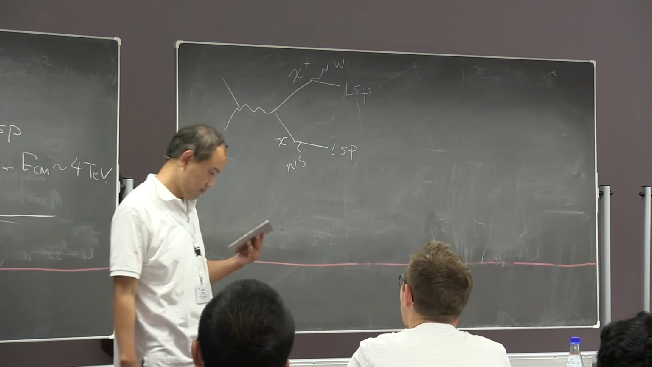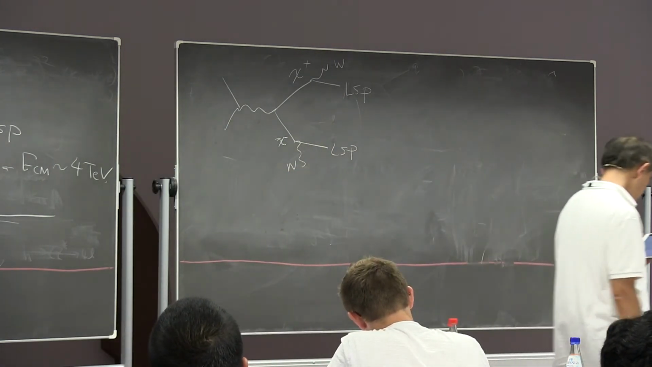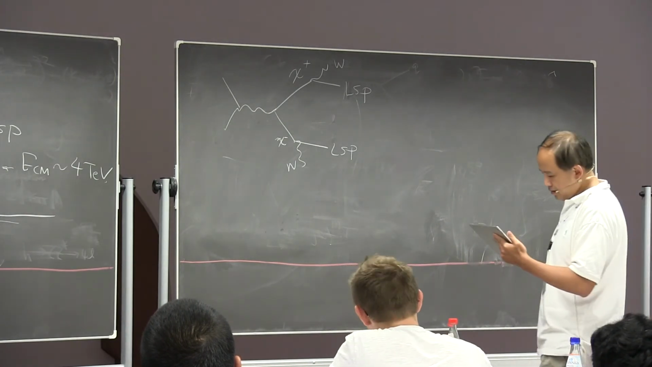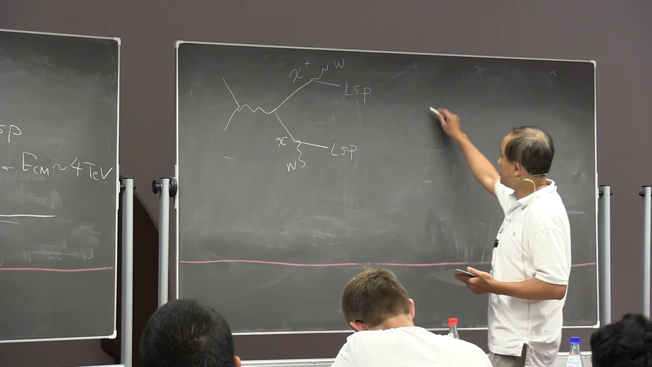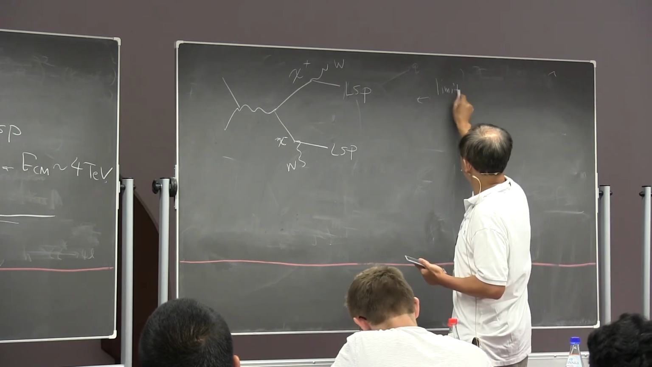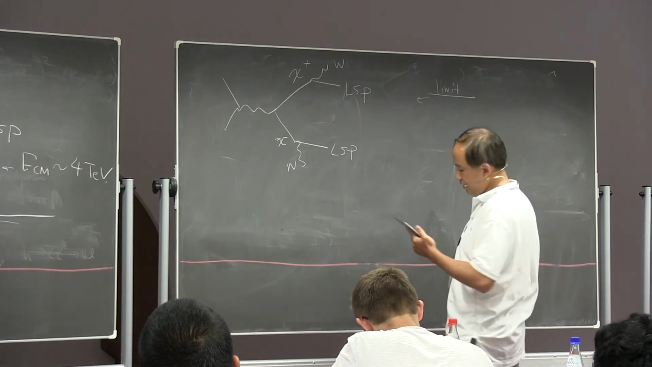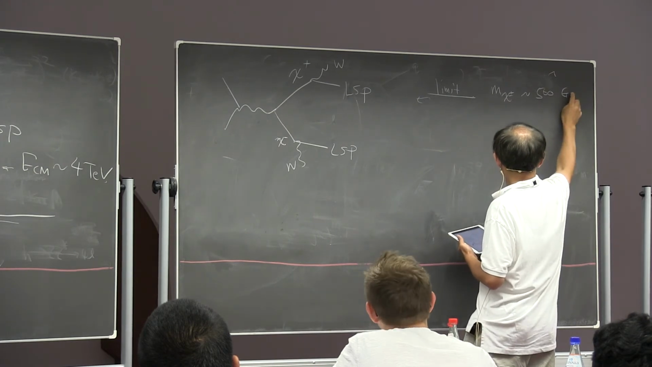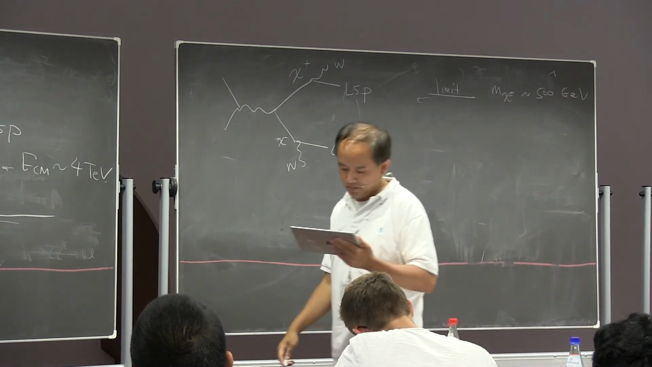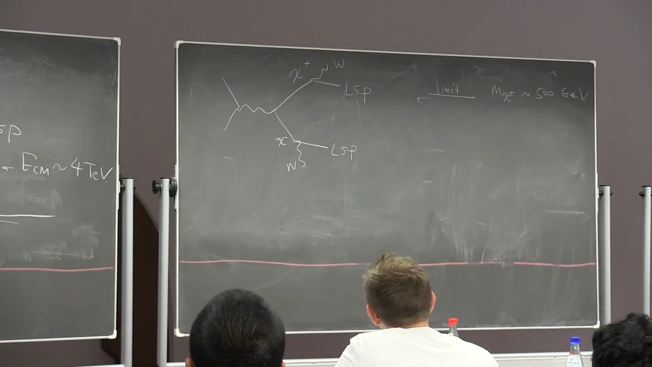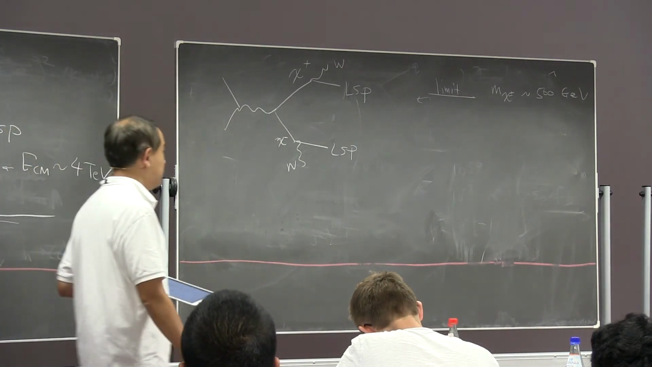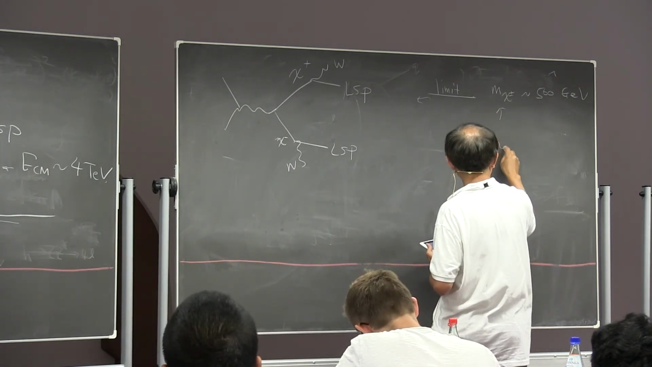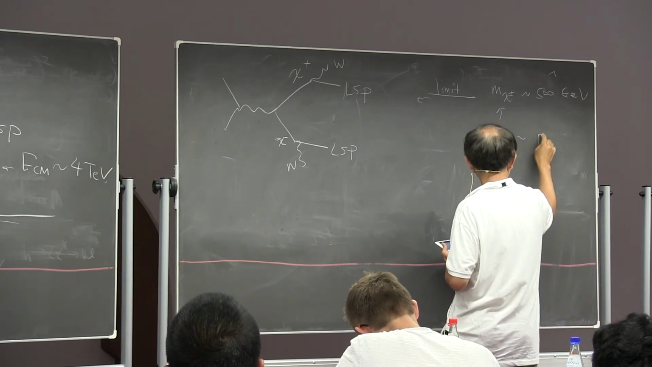The current limit on this is M chi plus minus around 500 GeV, and the cross section of chi plus and chi minus at this energy is about a picobarn.